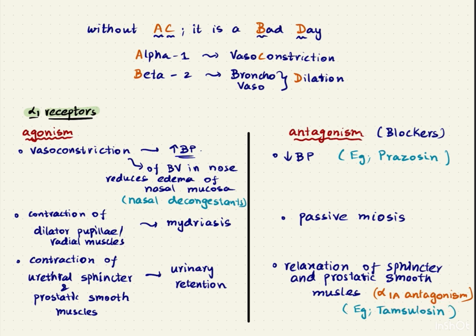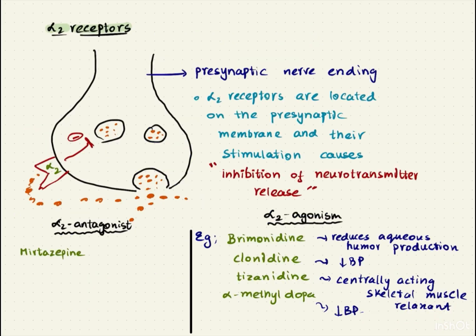Know a point that this alpha 1A subtype of alpha 1 receptors are present in the prostatic smooth muscles and the urethral sphincter. So, alpha 1A antagonism by this drug tamsulosin can be used for symptomatic treatment of benign prostatic hyperplasia. Thereby, this drug helps in relieving urinary retention.